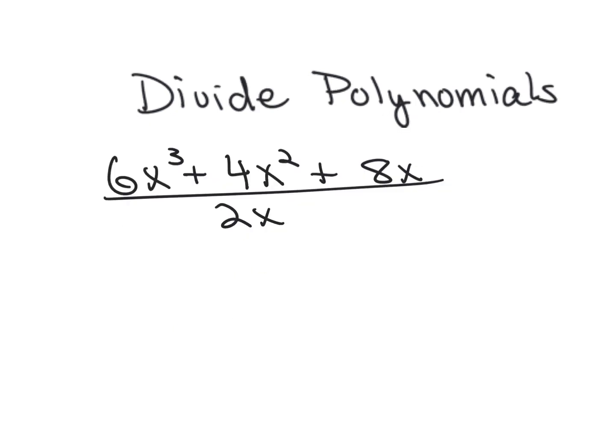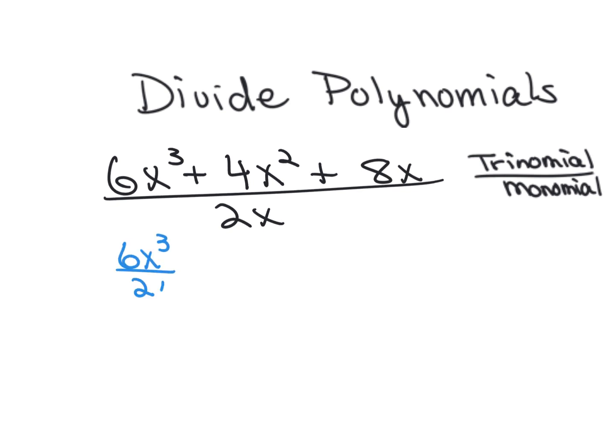All right, the last example of dividing polynomials is when you have, in this case, a trinomial on top, and it is divided by a monomial on the bottom. Okay, in order to simplify this, we have to rewrite the problem. We must divide each term on top by 2x. So I'm going to rewrite it as 6x cubed divided by 2x plus 4x squared divided by 2x plus 8x divided by 2x.